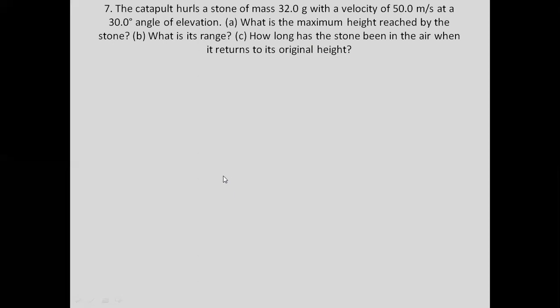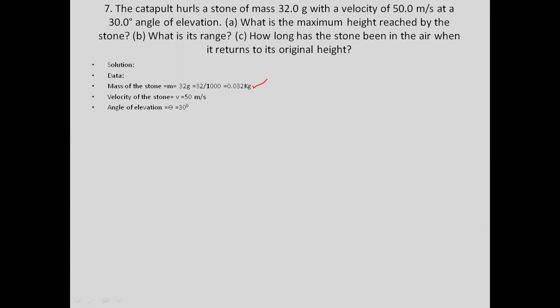For that, let's first assume the data which gives us the values, which is the mass, 32 grams. We convert that grams into kilograms, so we divide it by 1000. It will be 0.032 kilogram. The velocity of the stone given to us is 50 meters per second, and the angle of elevation, that means how much elevated it is from the horizontal. This is the angle of elevation, which is shown by 30 degrees right over here. That means it is above the horizontal point. It is moving in the anti-clockwise direction. In the anti-clockwise direction, the angle of elevation is shown in this diagram.